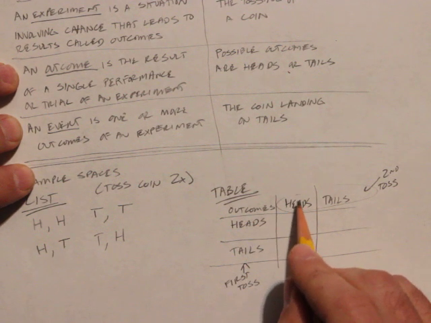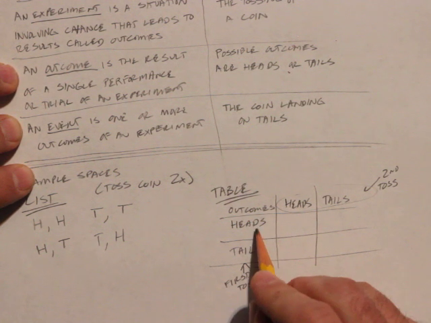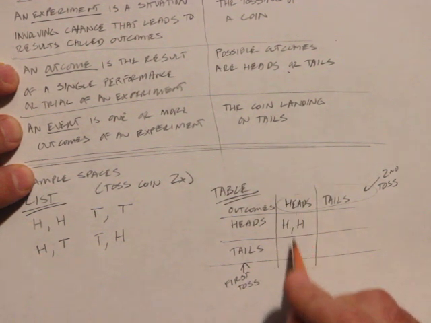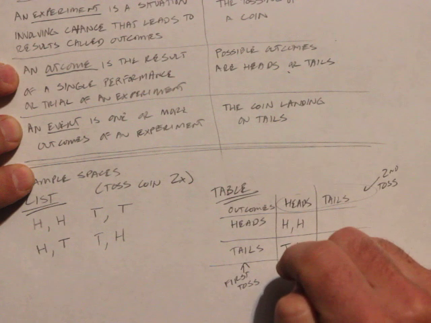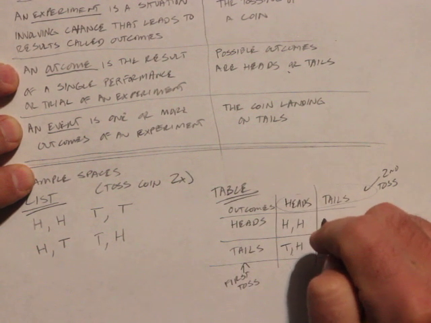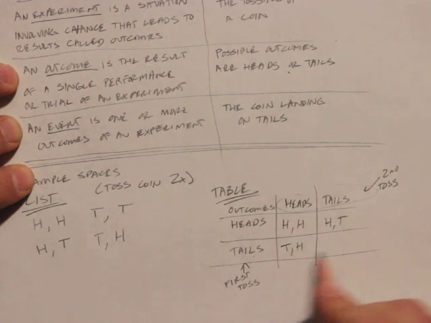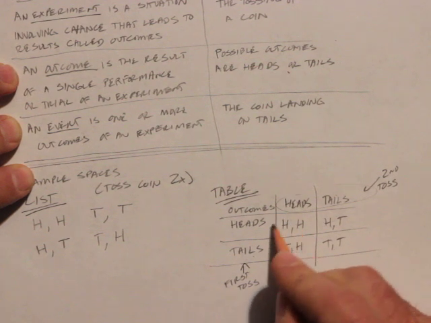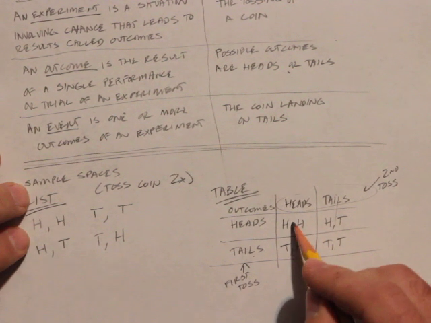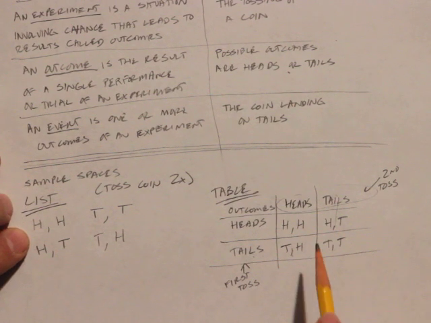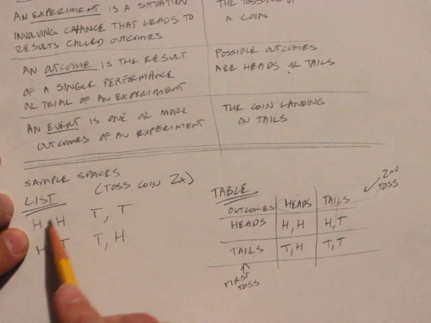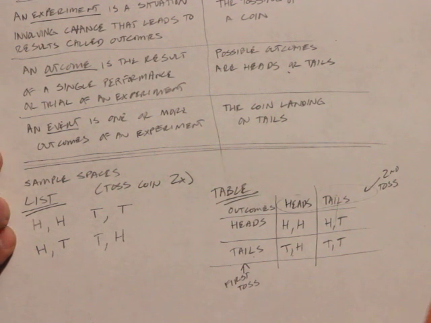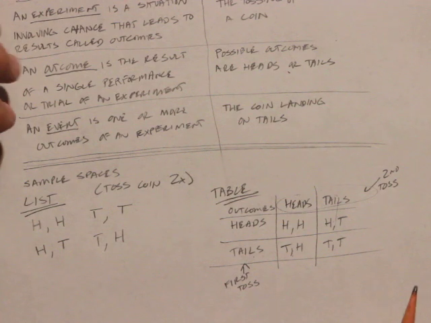And so we just write down what we get when these 2 parts meet. So heads and heads, tails, heads, heads, tails, and tails, tails. So we just look in our column and our row, and we just write what our results are. Notice these are the same results as the results in the list. Those are all the same possible outcomes when we toss a coin 2 times.